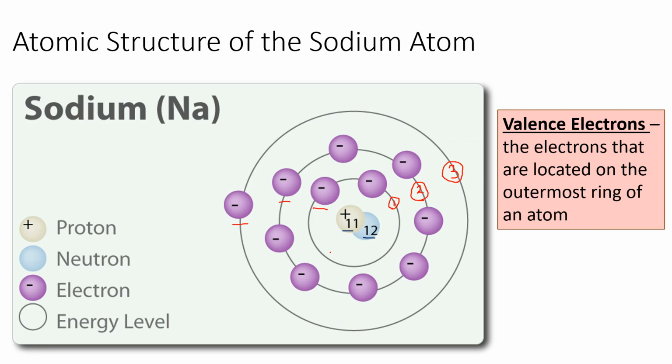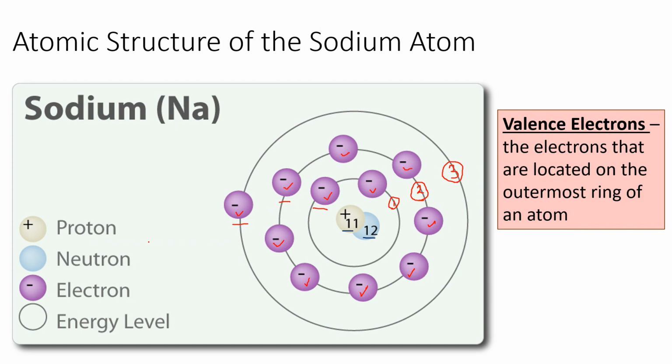And we said, again, you don't have to memorize this, that first energy level is going to have 2 electrons. That second energy level can have up to 8. And in fact, it does have 8. 1, 2, 3, 4, 5, 6, 7, 8. And you can see the third energy level, which can hold up to 18, actually only has 1. So you can see this is how those 11 electrons are organized in the sodium atom, what energy levels they're found in.